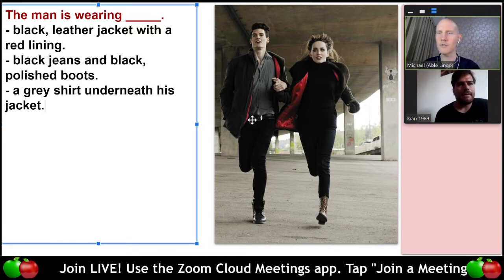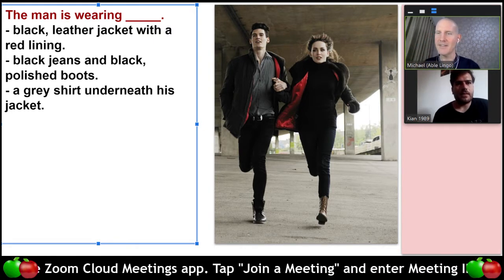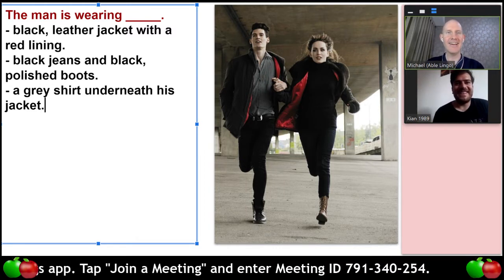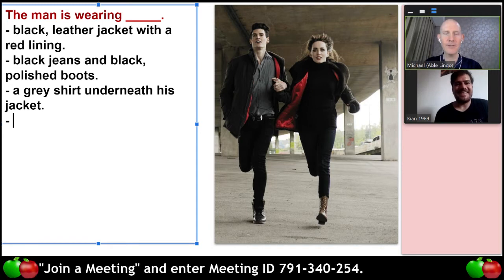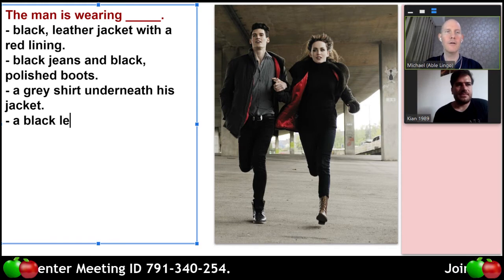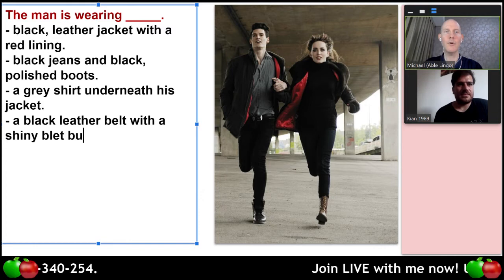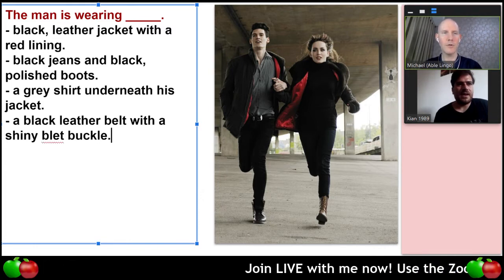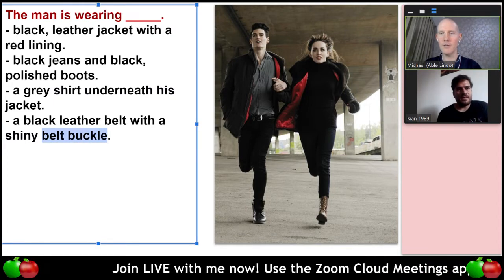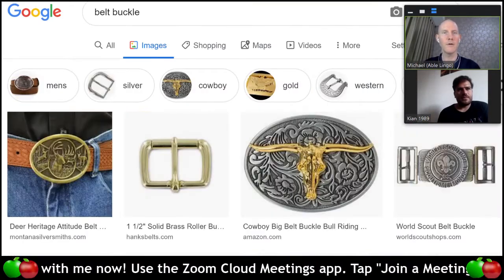All right. And how about this in the middle? What would we call this? A belt. And what do we call the metal thing? I knew it, but I've forgotten it. So the man is wearing probably a black leather belt with a shiny belt buckle. I think I misspelled it. Yeah, buckle. And we'll just take a look because there are all kinds of different belt buckles.